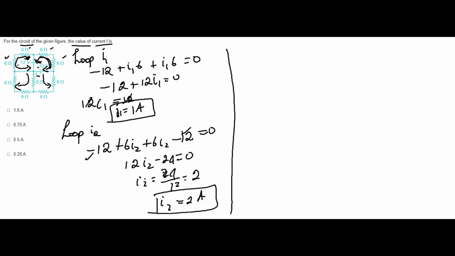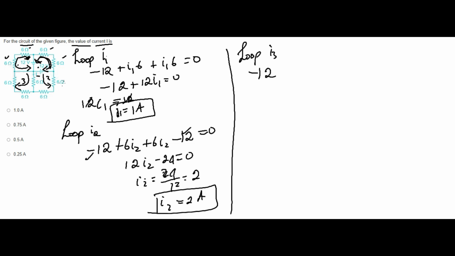Let me go for loop number 3, loop I3. This is the third loop. In this third loop, you are getting this 12 available. First you write loop I3: minus 12 should be there, because it is going along this arrow from minus to plus. So minus 12, and afterwards two 6 ohm resistors are available.